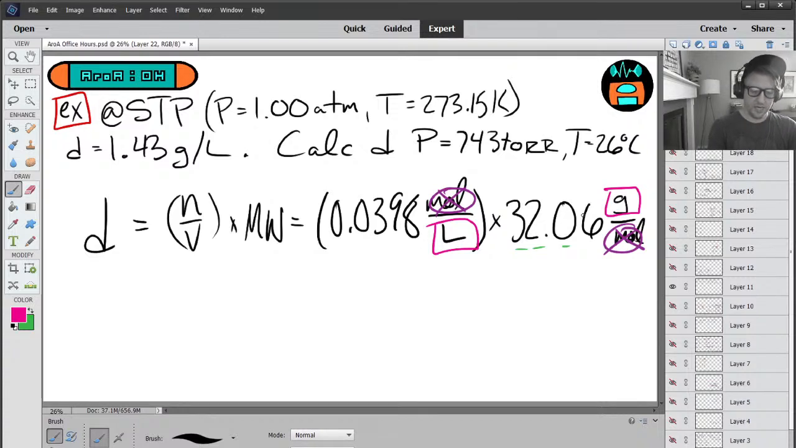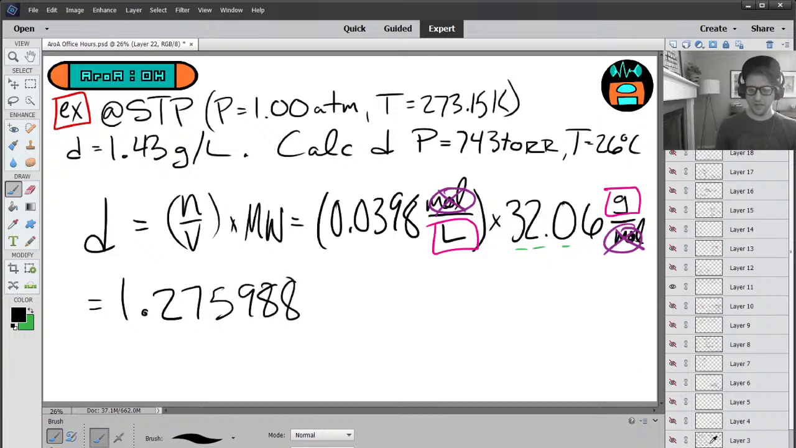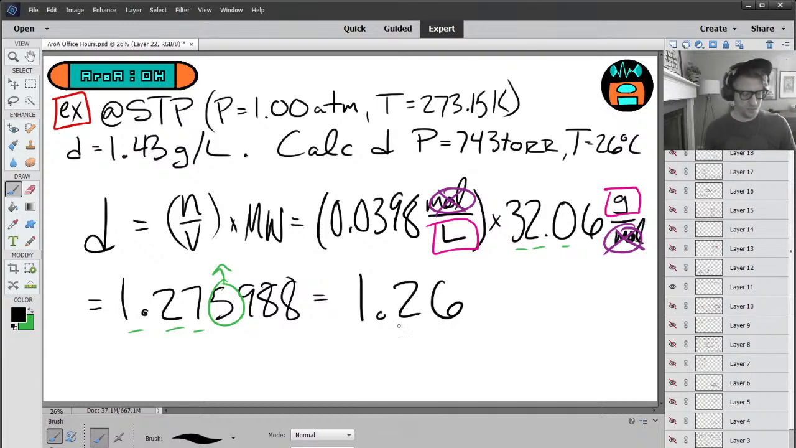So 0.0398 times 32.06. I'm initially getting 1.275988. We're rounding to 3 sig figs. 5 rounds up. So our density at the new temperature and pressure would be 1.28, no, sorry, 1.28 grams per liter.